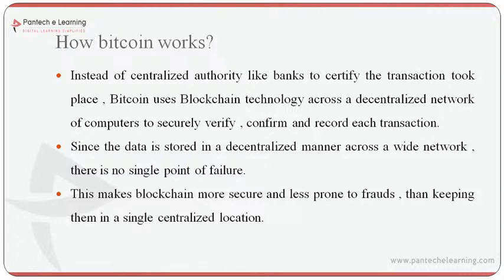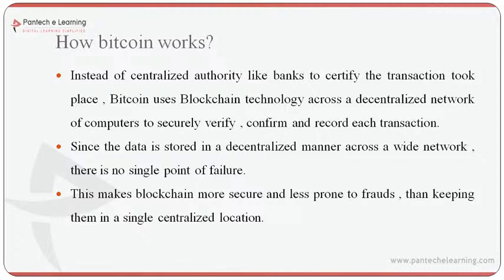Whatever transactions happen, everything is stored digitally: on which date the transaction happened, who the persons involved are, at what time it happened, how much money they are spending. Everything is digitally recorded. As I told you, Bitcoin is a digital currency, so everything is stored digitally in the form of blocks in a blockchain. It uses a decentralized architecture, that is, a decentralized network of computers.